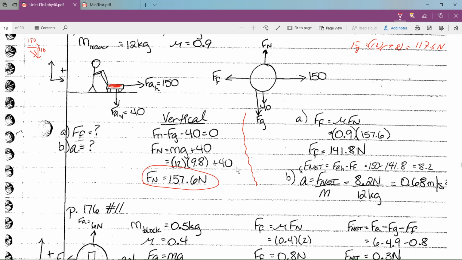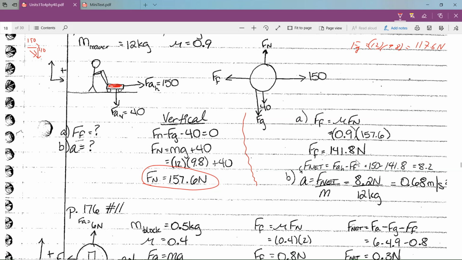Why do I care? Why do I need the normal force? Because that's how I'm going to get friction. Friction is mu times the normal force. So friction is never going to be more than the normal force. It is related to the normal force by mu. Mu here was given as 0.9. So things were pretty dry. If it's more slippery, mu would be smaller. But typically you want to mow the lawn in drier conditions anyways, right? So the force of friction is 0.9 times 157.6. So you get 141.8 newtons, and that's your force of friction.